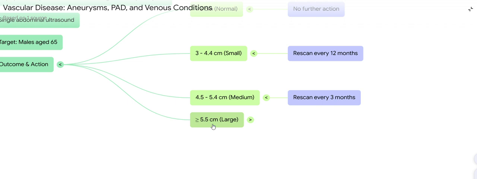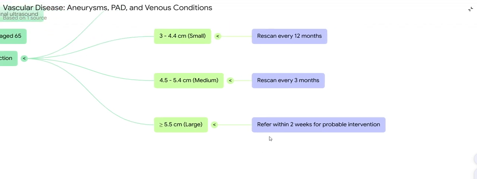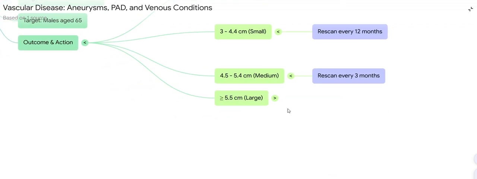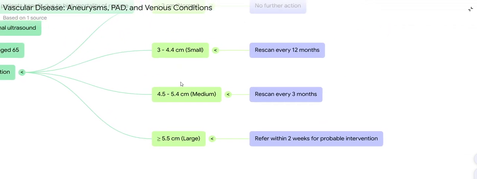Now the big guy, if there is 5.5 centimeter or more, it is considered a large aneurysm, and we have to take some kind of action. So we have to refer the patient within 2 weeks for any probable intervention. Now, what will be the intervention? First, let's just review the screening actions.